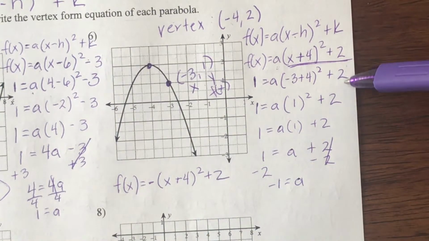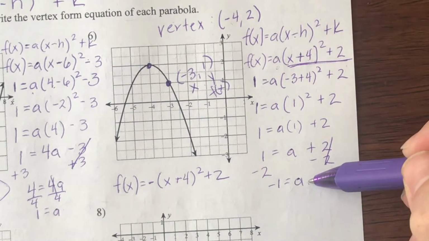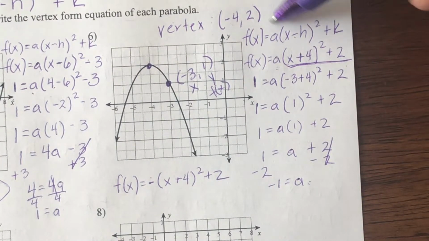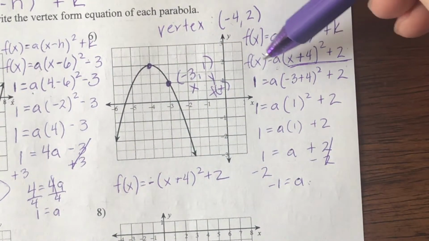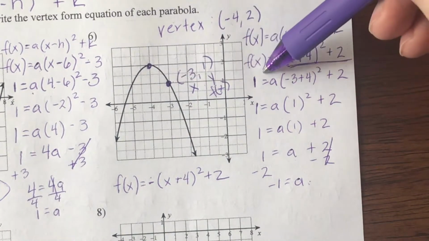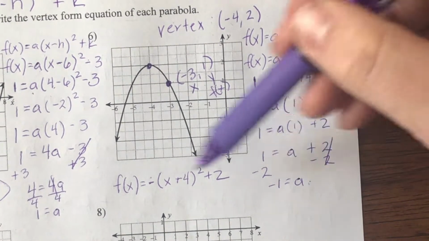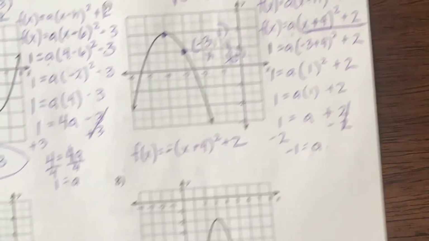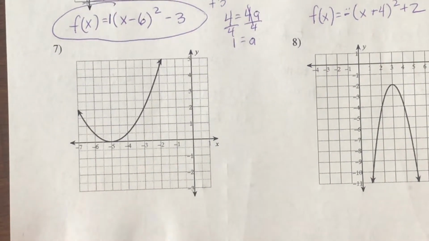So all this work right here, the only thing it's doing is getting us a, so we can put it here. We're basically almost done when we get to this second line here, but we just got to find a, and picking a point, plugging it in, and then solving for a is what allows us to find a here. Okay, going to number 7.